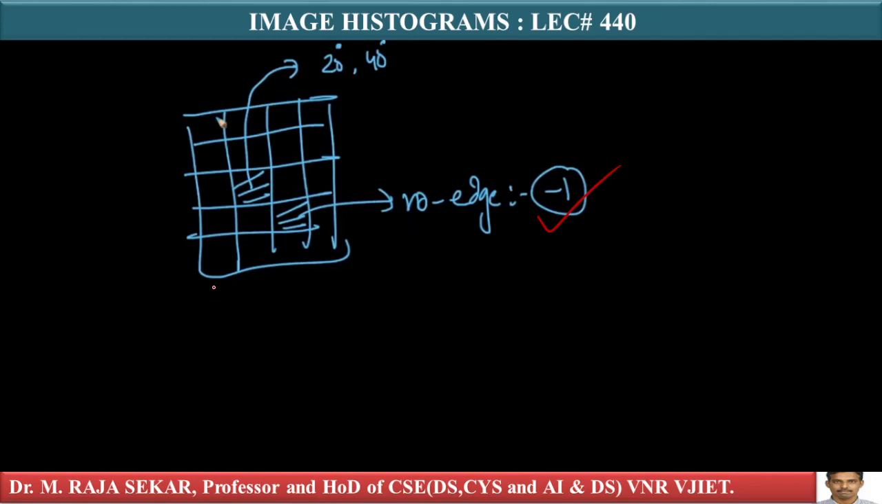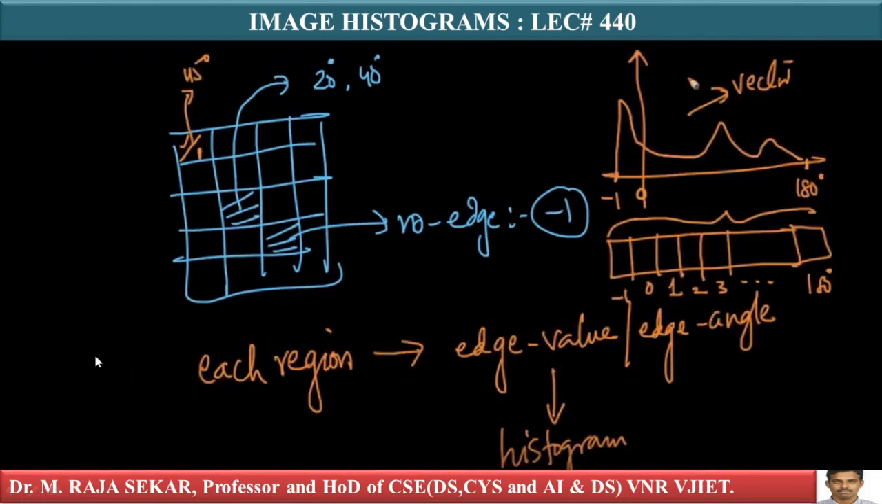For each of these regions, I will get an edge value. Sometimes I may have multiple edges in a single region or in a single grid. In such a case, I will take the more dominant edge. What is this more dominant edge? For example, here I have two edges. This is one edge, this is another edge, isn't it? In such cases, I will take the more dominant edge, the most powerful edge.